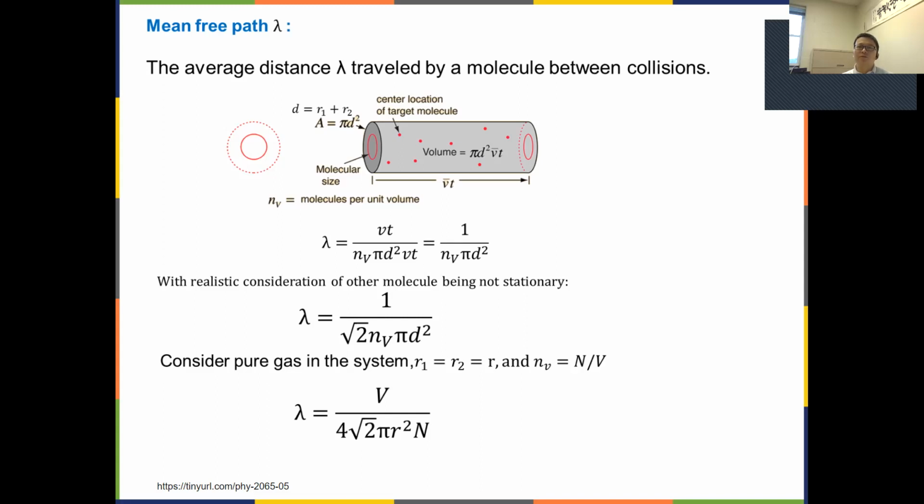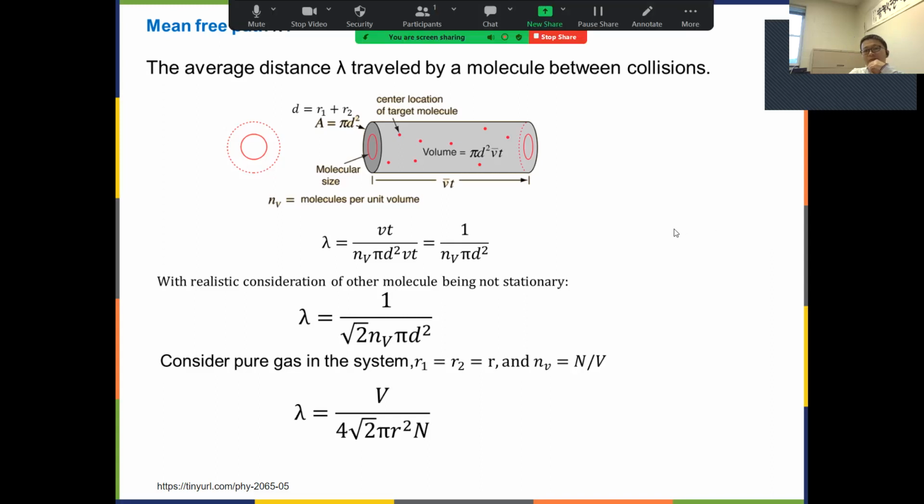Let's say we have a molecule starting from here. It has a radius, and the other molecules also have a certain radius. So you can imagine two molecules: one travels and then it might hit the other one. When it hits this one, it's actually hitting there.